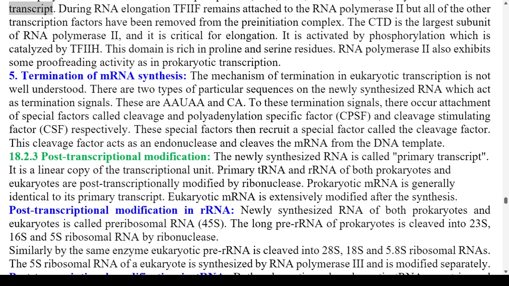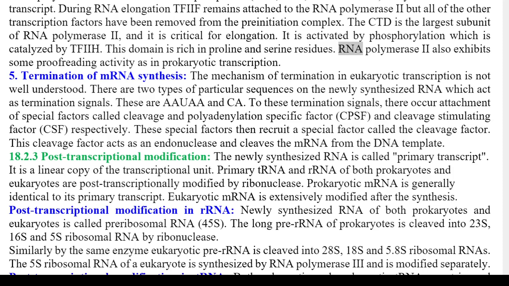The CTD is the largest subunit of RNA polymerase II, and it is critical for elongation. It is activated by phosphorylation, which is catalyzed by TFIIH. This domain is rich in proline and serine residues. RNA polymerase II also exhibits some proofreading activity as in prokaryotic transcription.